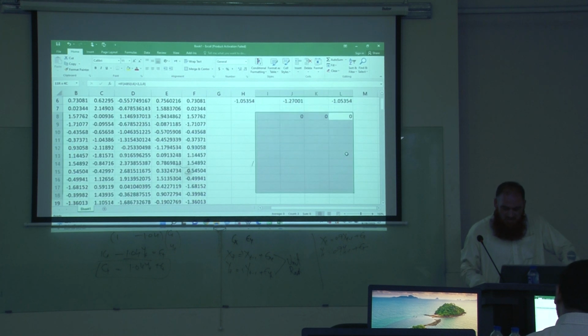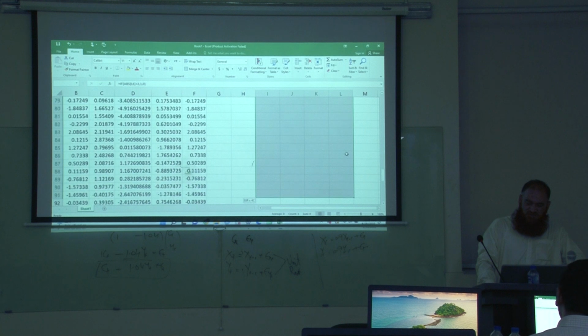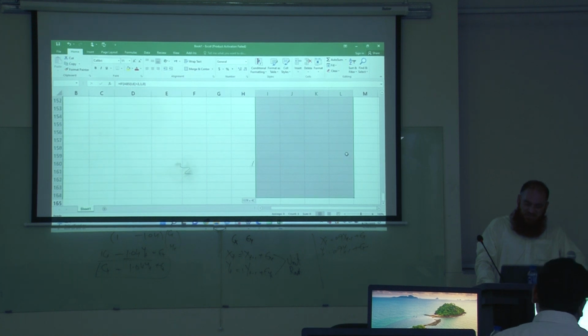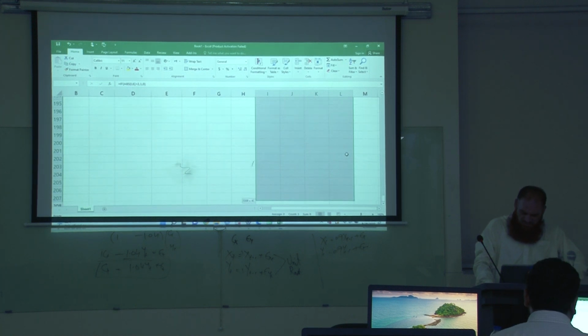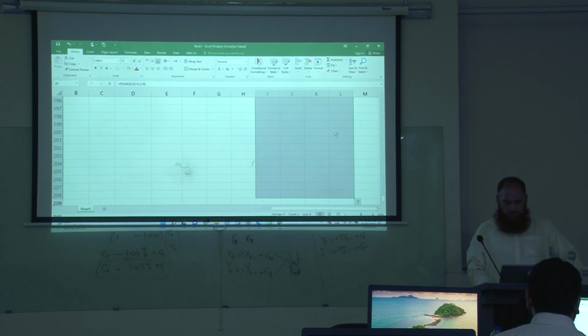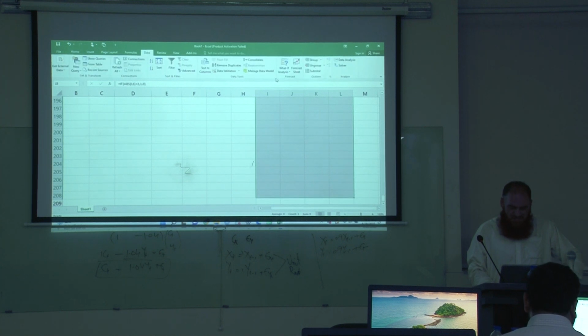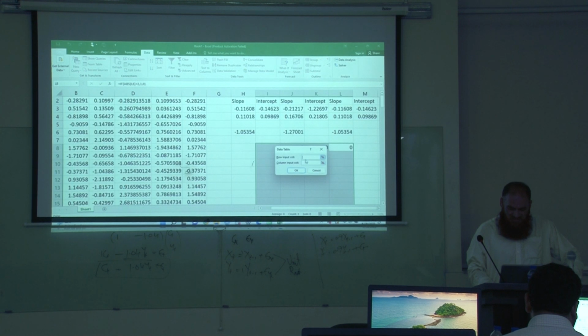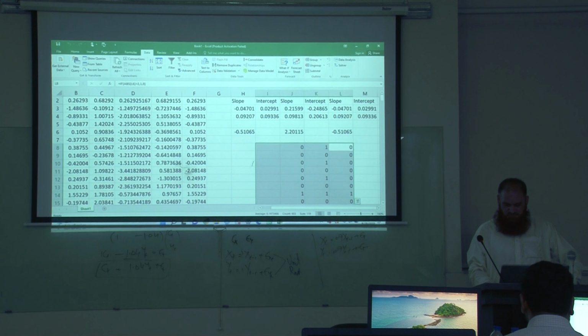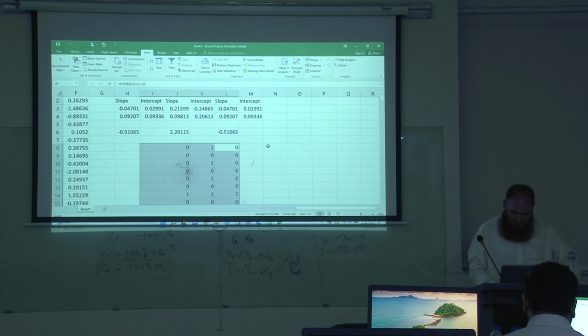I am going down, and if I want to make 400 simulations, I will select 400 columns. Let me do it with 200. Now what I will do, I will make a data table: what-if analysis, data table, column input cell, and let me take some.